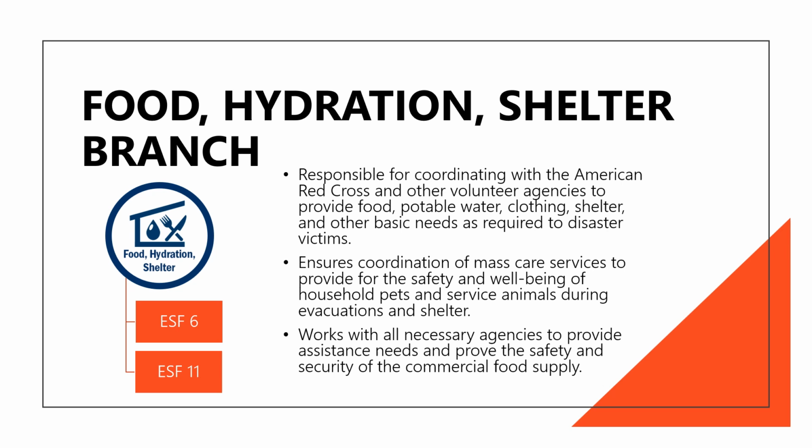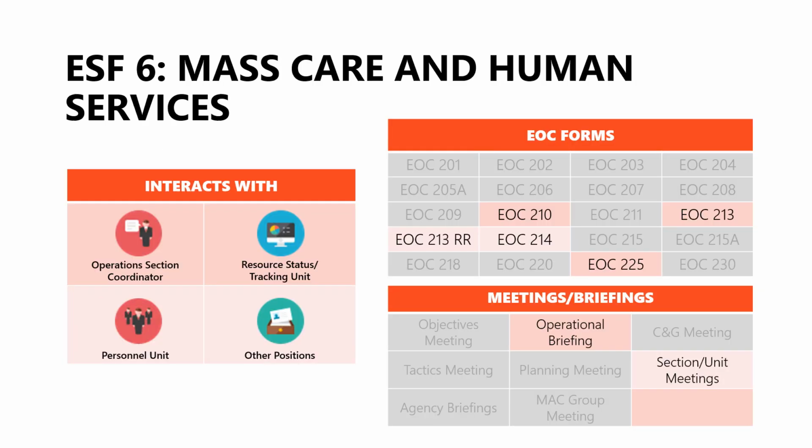They're ensuring coordination of mass care services to provide for the safety and well-being of household pets and service animals during evacuations and sheltering. They're also working with all necessary agencies to provide nutrition assistance needs and improve the safety and security of the commercial food supply. The unit leader for this lifeline or branch is going to be reporting to the operations section coordinator.